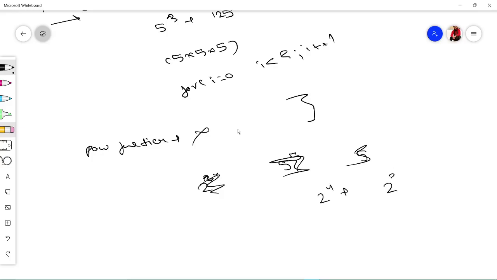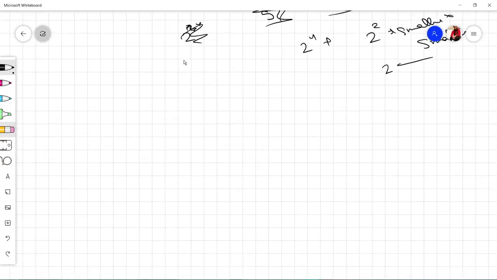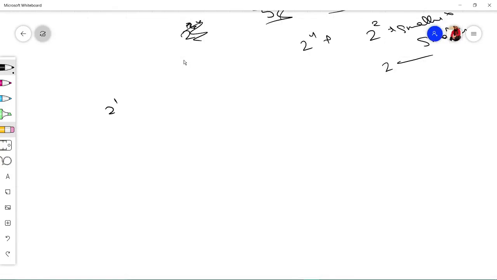So what you'll do, you'll find 2 raised to the power 2, which is smaller, and then you'll multiply this smaller with another smaller. Basically, what we need to do, we have 2 raised to the power 10 here. Divide this by half. 10 by 2 is equal to 5. So this is 2 raised to the power y, so y by 2. 2 is a number here.